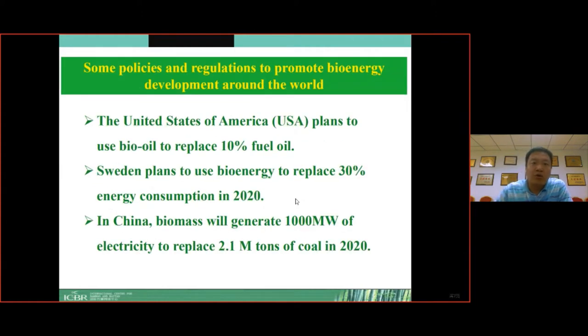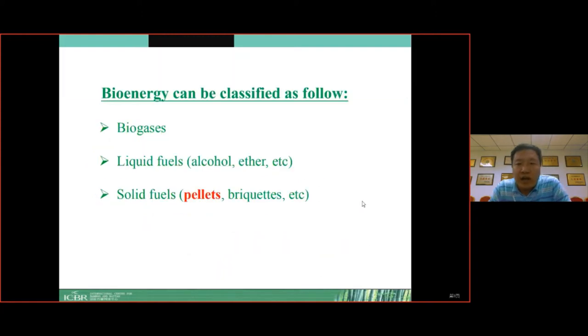And there are policies and regulations to promote bioenergy development around the world. For example, the USA plans to use bio-oil to replace 10% of fuel oil, and Sweden plans to use bioenergy to replace 30% of energy consumed by 2020. In China, biomass will generate 1,000 million kilowatt-hours of electricity to replace about 2 million tons of coal in 2020. Bioenergy can be classified as biogas, liquid fuel, and solid fuel.